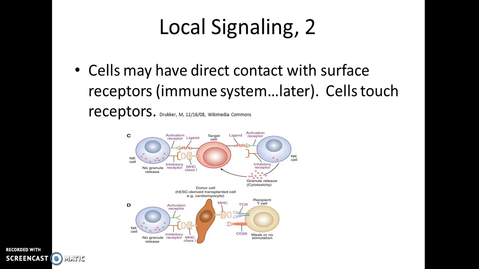Now, at the same time, we could have a direct contact with surface receptors, right? So cells touch other receptors. And we're going to talk about this in the immune system because that's how some cells are activated by this direct touch between one cell receptor and the other cell receptor. Right? So we have cells touching each other or cells actually connected and transferring molecules back and forth.